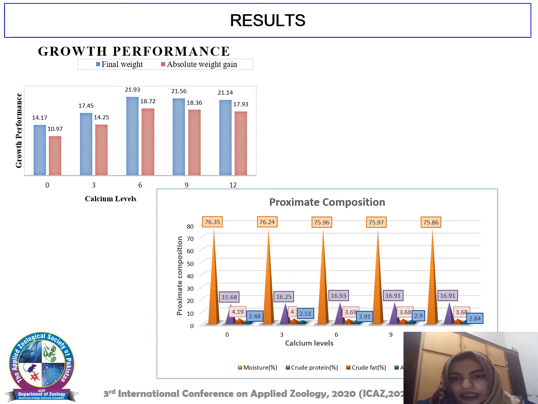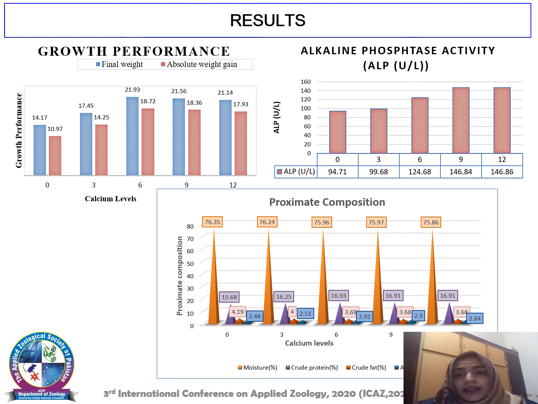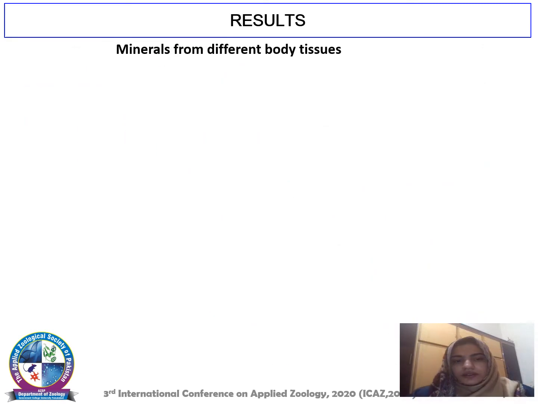After the 6 gram per kg diet, the maximum moisture was observed in the 9 gram per kg diet, and the fat and ash percent decreased in this diet. In alkaline phosphatase enzyme activity, it was observed that when we increase the levels of calcium in the diet, the ALP activity also increases in the serum.